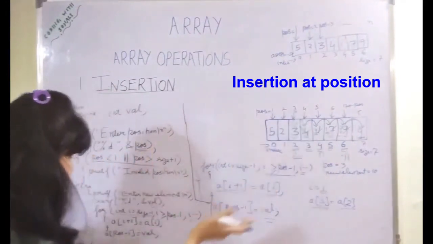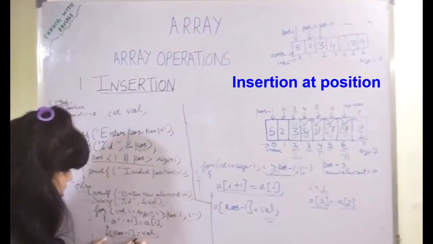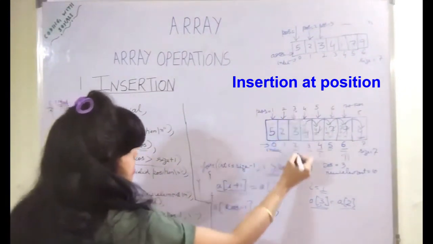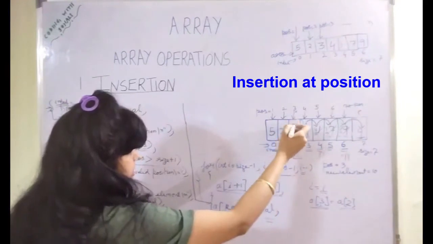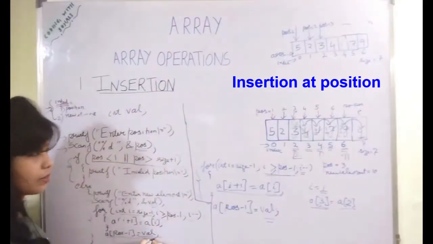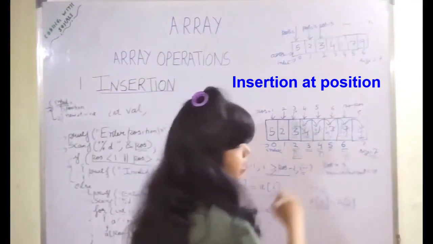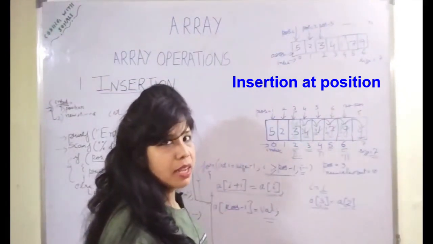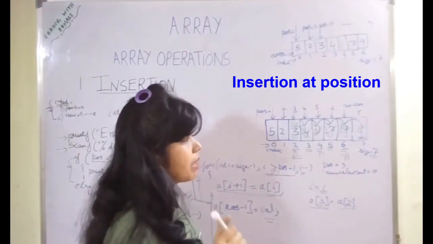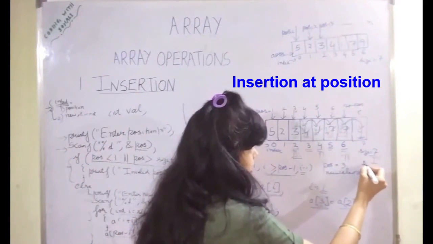And then when we reach this position, the control comes out of this loop to this piece of code, that is, A of pos minus 1, that is A of 2, is equal to, that is, at this index we will simply insert the element, that is 10, which is equal to val, right? Now you have seen that earlier the size was 7, but after inserting the element the size has incremented by 1, right?